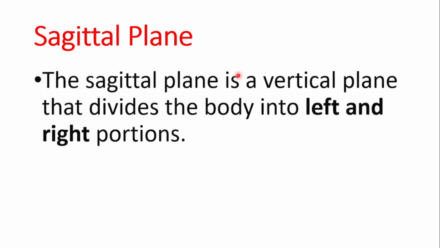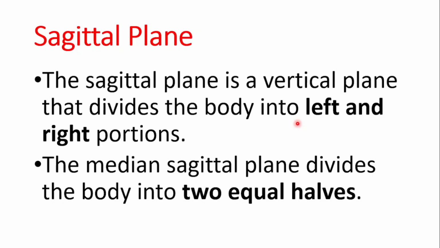Okay, let's look at sagittal plane. Now, sagittal plane is a vertical plane, again, up and down, that divides the body into left and right proportions. So frontal plane divides the body into front and back, but sagittal plane divides the body into left and right proportions. So let's look at some examples. But before we get to that, let's talk about the median sagittal plane. The median sagittal plane divides the body into two equal halves.